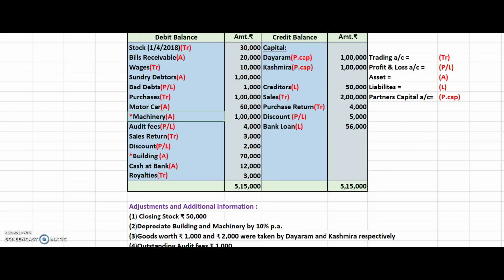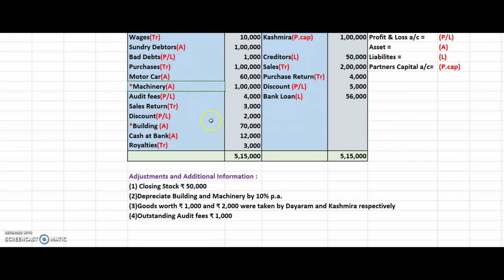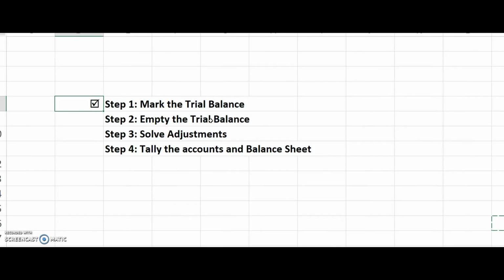Fourth adjustment is outstanding audit fees. We will be solving it afterwards in the sum, but whenever you see the word outstanding, you have to mark that particular expense. In this sum it is audit fees. This is going to be our first step. So out of the 4 steps, we have finished our first step, which is mark the trial balance.